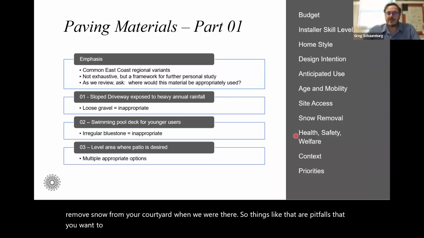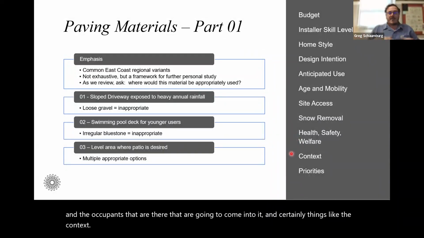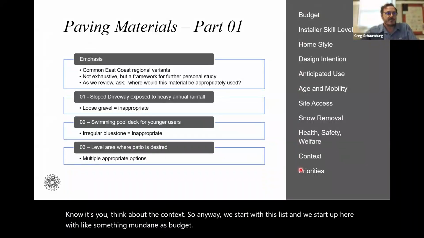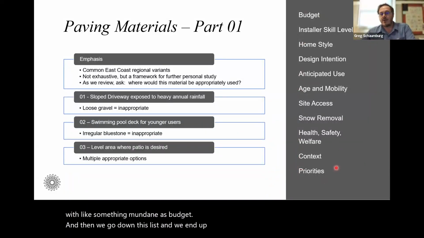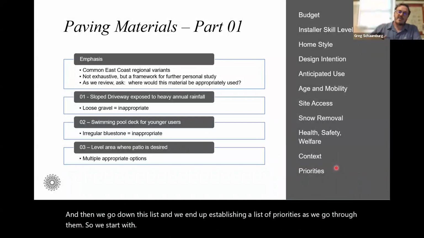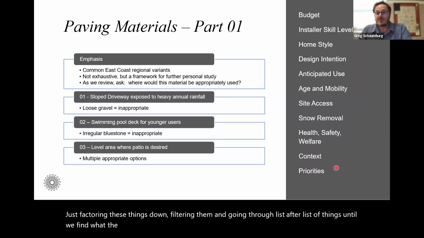A lot of things come down to the health, safety, and welfare of the users and the occupants that are going to come into it. And certainly things like the context, think about the context. So anyway, we start with this list and we start up here with something mundane like budget. And then we go down this list and we end up establishing a list of priorities as we go through them. So we start with just factoring these things down, filtering them, and going through list after list of things until we find what the right material is for a site and for an object.